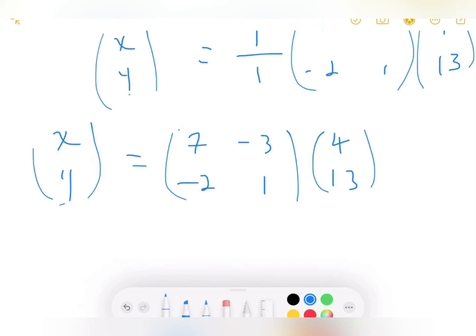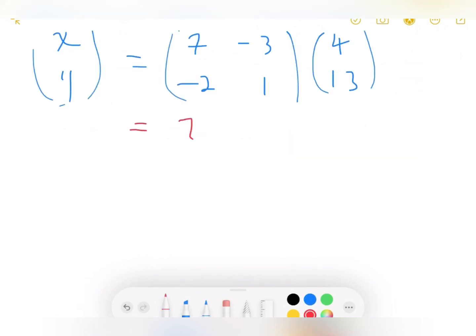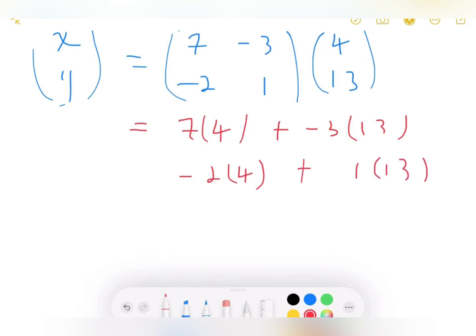Now when multiplying matrices, we know we multiply row by column. So that's what we are going to do right now. We will have 7 times the 4 plus negative 3 times 13. In the next row, we'll have negative 2 times 4 plus 1 times 13. All of this is equal to X, Y, which is our B.